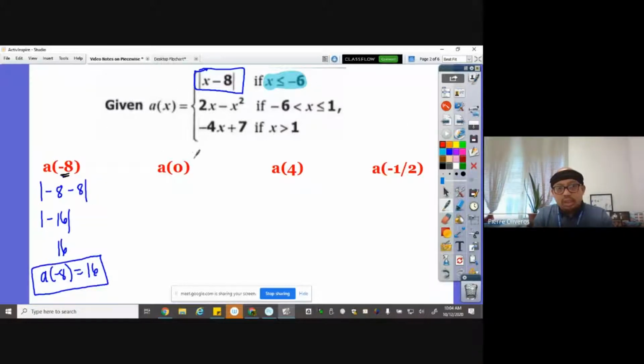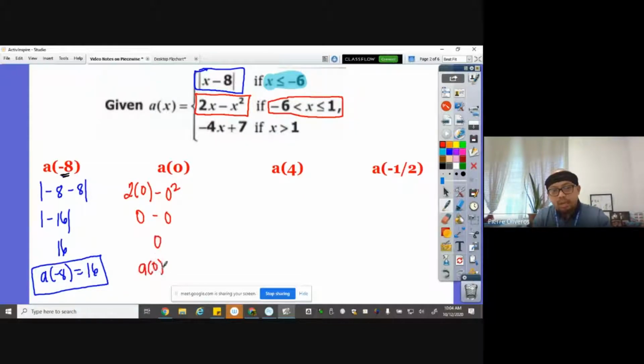Next, a of 0. 0 is between -6 and +1, so it will fall on this interval. So you're going to plug 0 into this expression there. So 2 times 0 minus 0 squared. 2 times 0 is 0, minus 0 squared is still 0. So therefore, a of 0 is equal to 0.